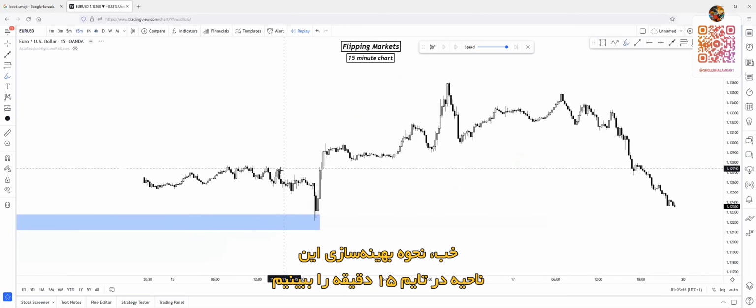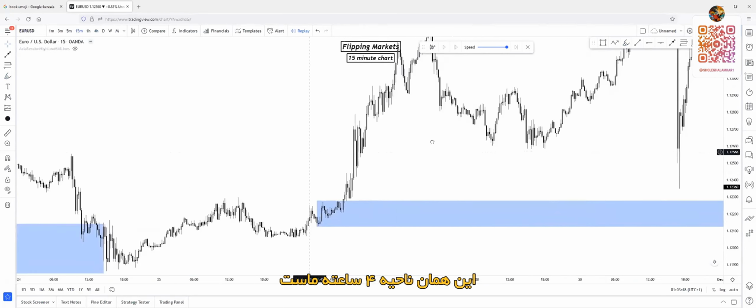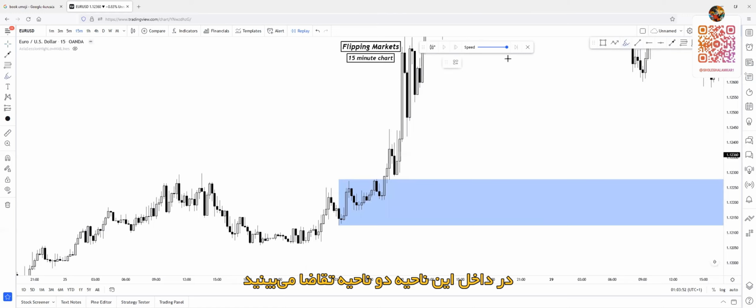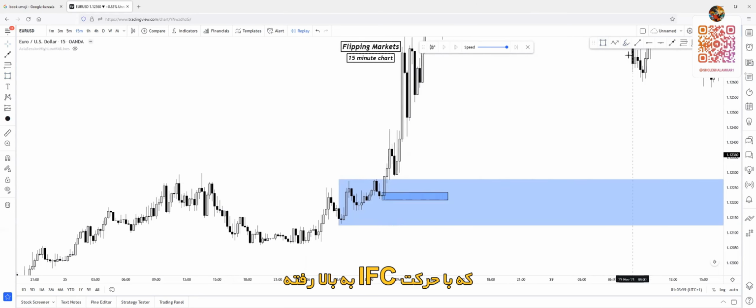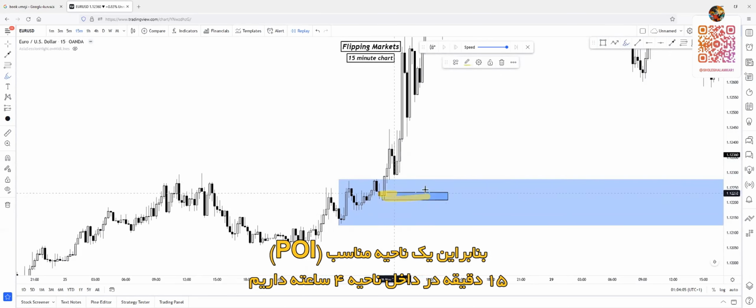Okay, let's see the refinement of this zone on the 15-minute chart. Let's find that zone. As you can see, this is that 4-hour zone. And inside of this 4-hour zone, you will have two different demand zones. The first one is up here. As you can see, this created an inefficient push to the upside, break of structure and liquidity sweep. So we have this first 15-minute POI inside of the 4-hour.